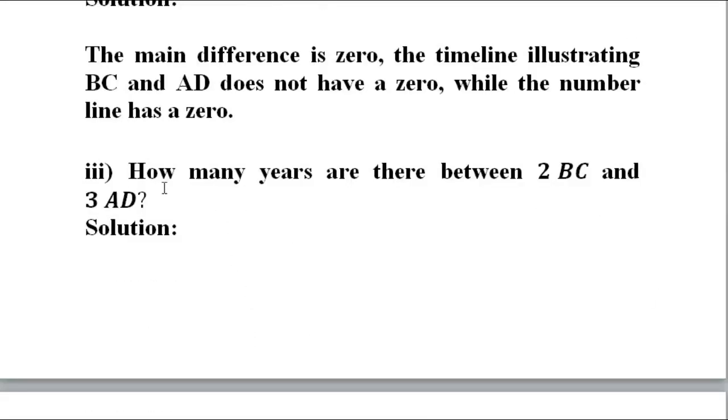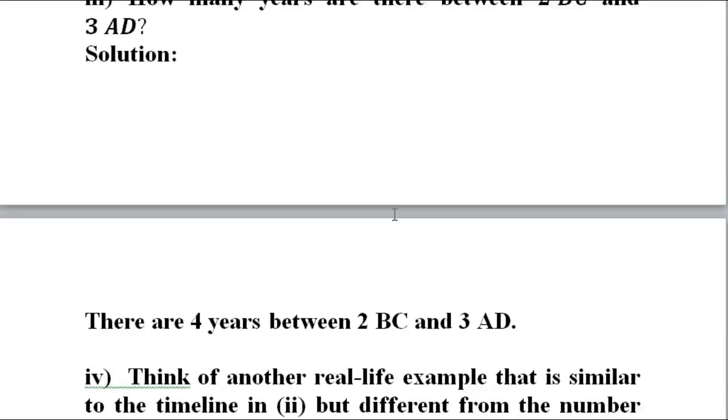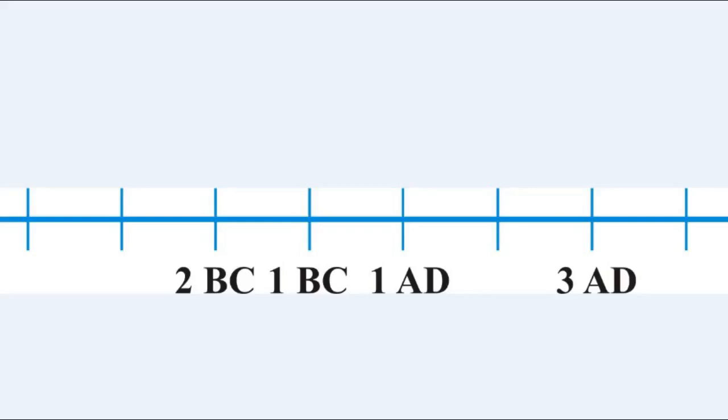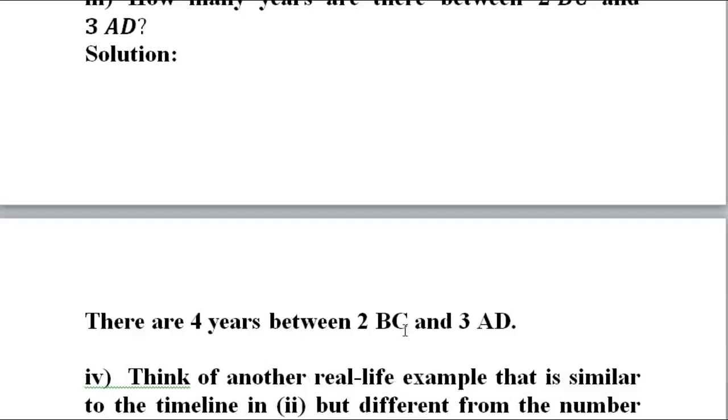Third part from this question is, how many years are there between 2 BC and 3 AD? As the timeline illustrating BC and AD does not have a 0, so let's count the number of years between 2 BC and 3 AD. I have marked 2 BC and 3 AD on a timeline, so here is 1, 2, 3, and 4. Therefore, there are 4 years between 2 BC and 3 AD.